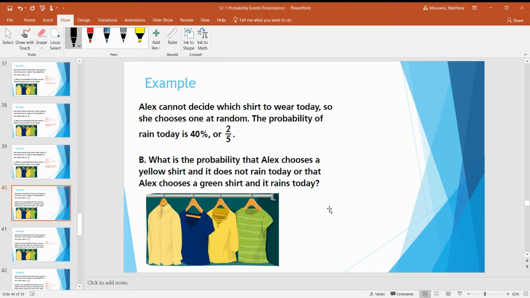Okay, so we're dealing with the same 40% that it's going to rain, 50% yellow shirts. So we can write those down, rain, yellow shirts. But the second part also says, what's the probability that Alex chooses a green shirt and it rains today? So now we have 2 different situations. We're going to find the probabilities from each one of them, and we're going to add them together.